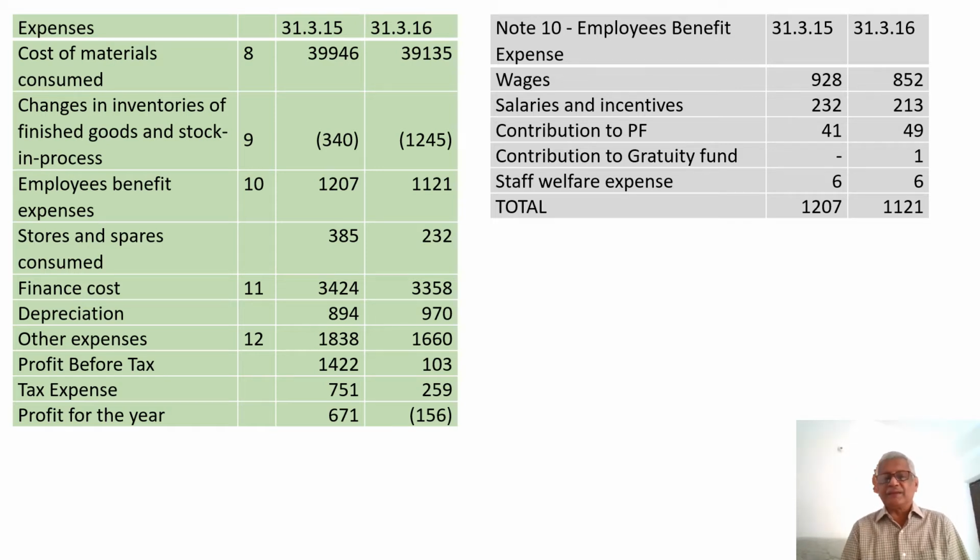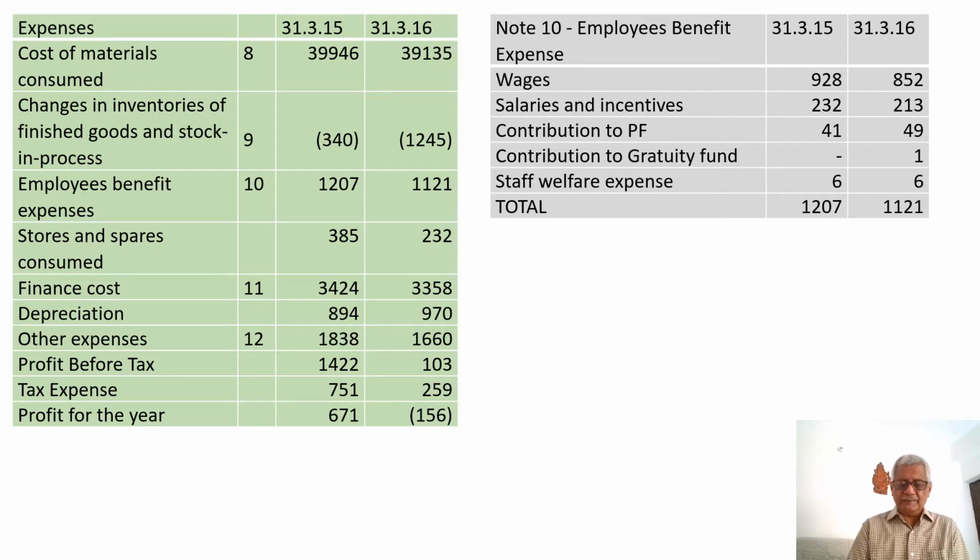Now the stores and spares consumed, that figure is available in the profit and loss account statement, so there is no need to calculate. Suppose it is not given, it could be possible that they would have given the opening stock, purchases and closing stock. With the help of these three pieces of information, we will be able to compute stores and spares consumed.